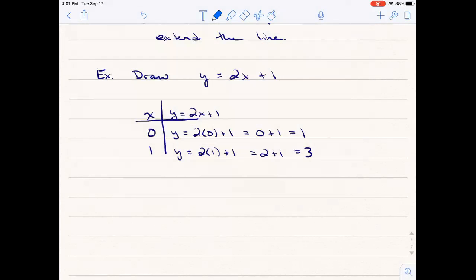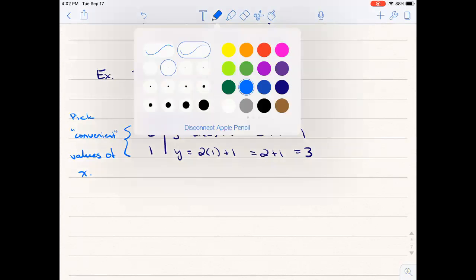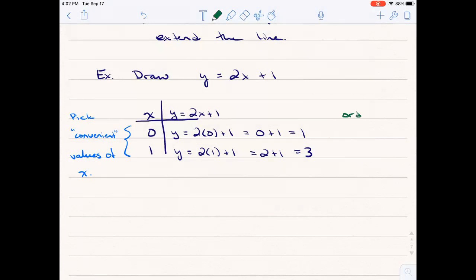I'll just make a little note here. Pick, I'll put in quotes, convenient values of x. And people tend to have a hard time with that part because there's no rules for which ones you're going to pick. But as you do more practice, you'll know what's convenient. X equals 0 is usually convenient. X equals 1 is usually convenient, unless they're really tight together when you're drawing them. That makes it difficult. Then maybe x equals 10 is a better option, for example. And so over here, we've got our ordered pairs. When x is 0, y is 1. And when x is 1, y is 3.